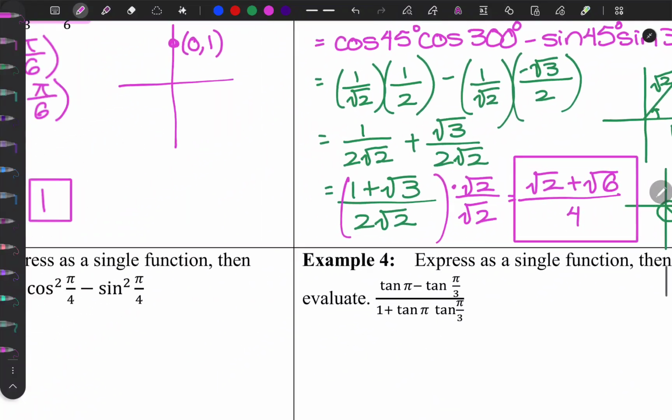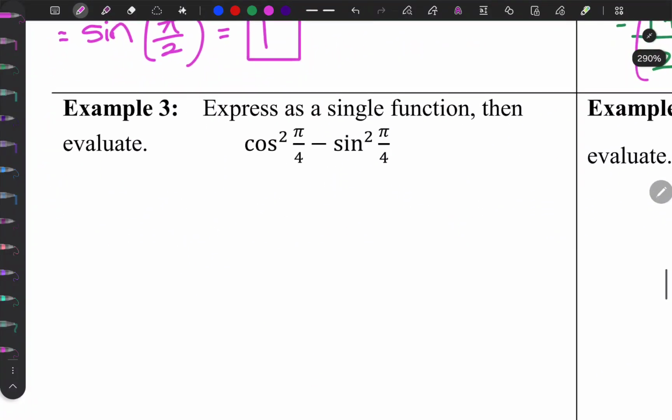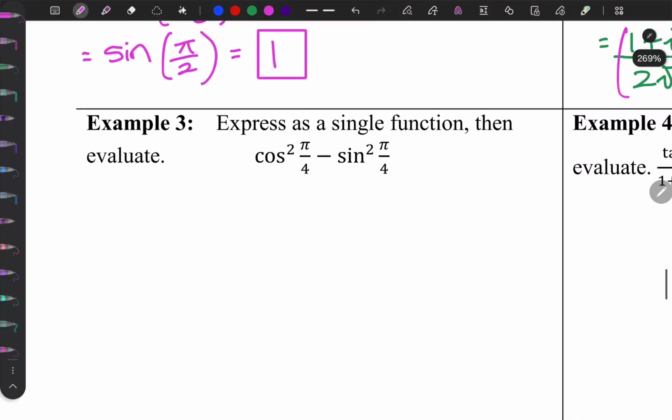All right, let's look at the next one. For example 3, it asks us to do a couple of different things. The first thing is we want to try and express it as a single function. That's a really good hint that you're going to want to be using an identity to combine. So for example, cosine alpha plus or minus beta. You'll notice that we have some things being squared here, but you can just think about it as both alpha and beta are pi over 4. Pi over 4, also pi over 4.